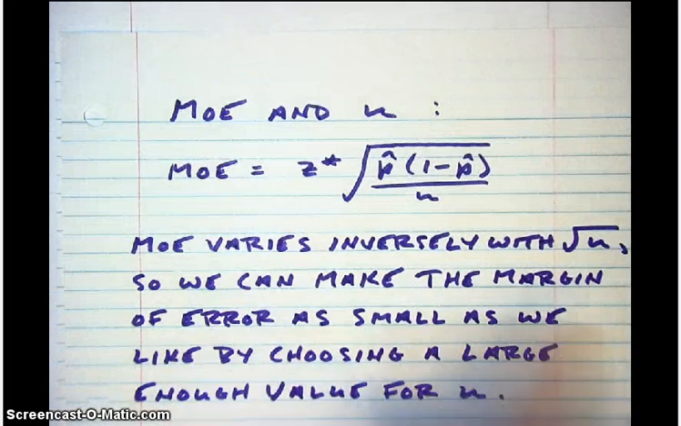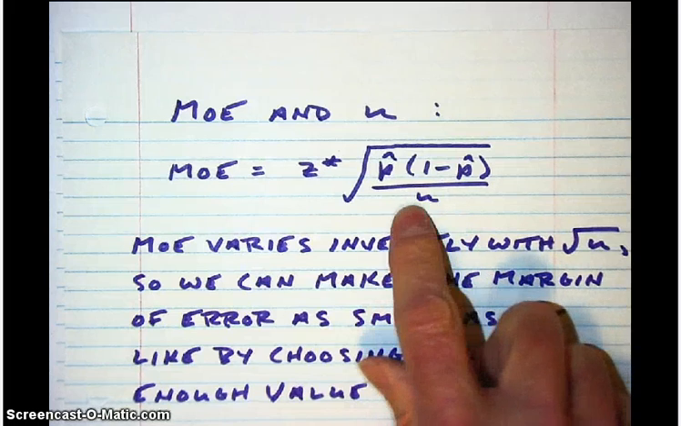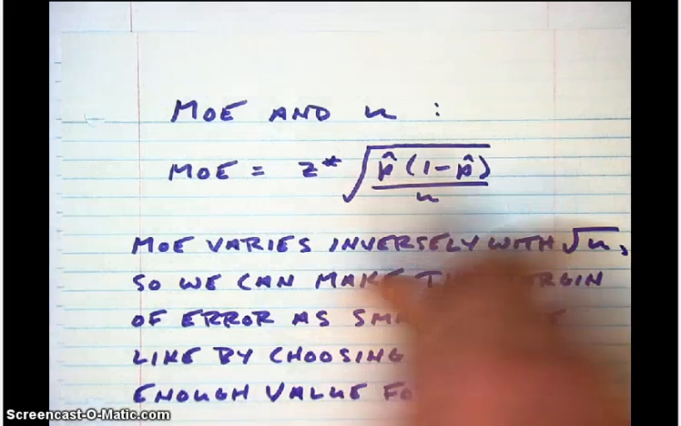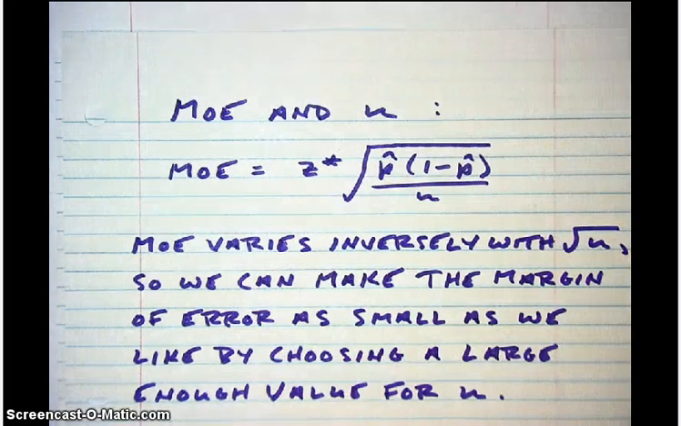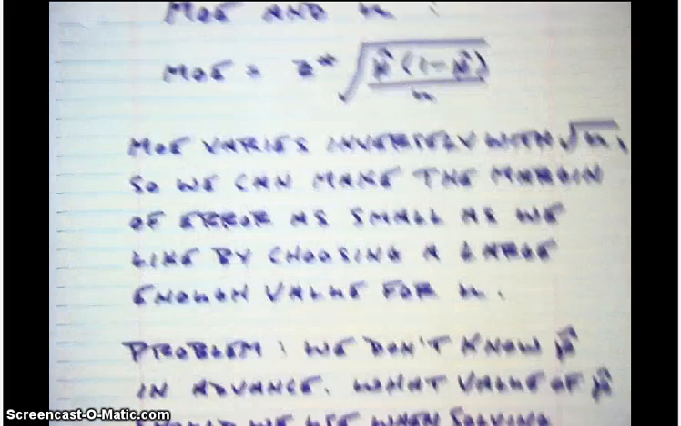The margin of error varies inversely with the square root of n. And that means we can make the margin of error as small as we like by choosing a large enough value of n. If we make n bigger, this denominator gets bigger, this whole expression gets smaller in value. So you can reduce the margin of error to any size you want if you're willing to pay the price to have a larger sample.